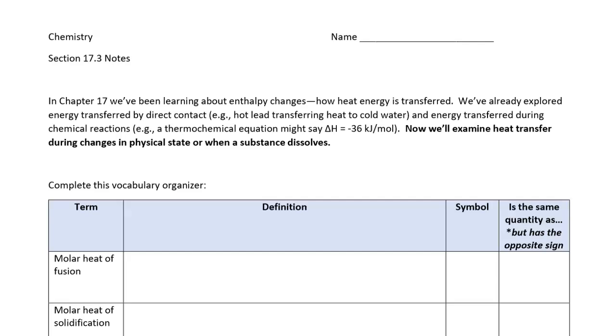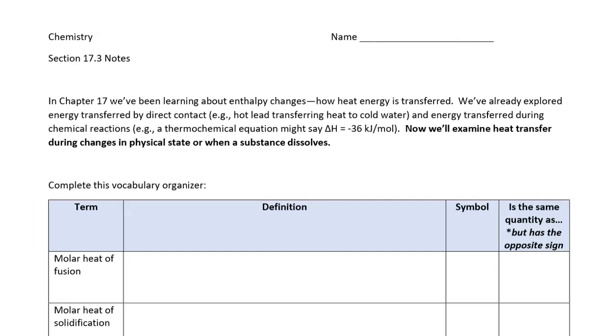In that same section, we also looked at thermochemical equations, which are chemical equations that have an additional piece of information written on the end, the delta H value. In this section, we're going to look at heat transfer some more. This time, we'll look at heat transfer that takes place during a change in physical state.